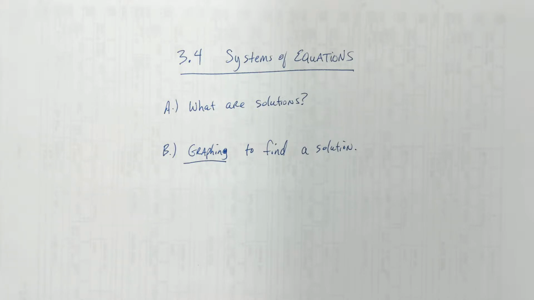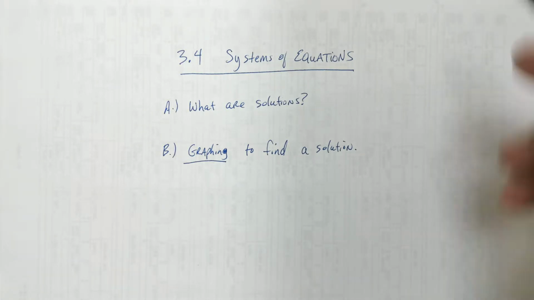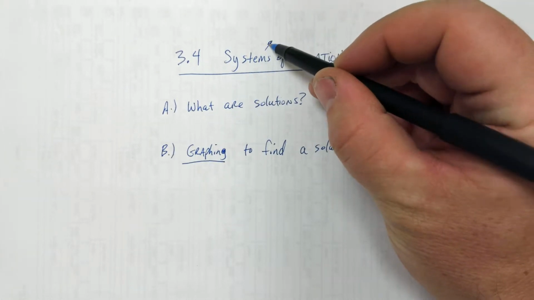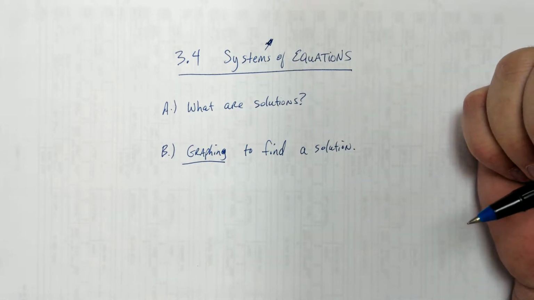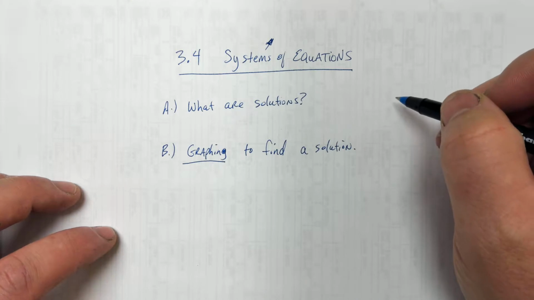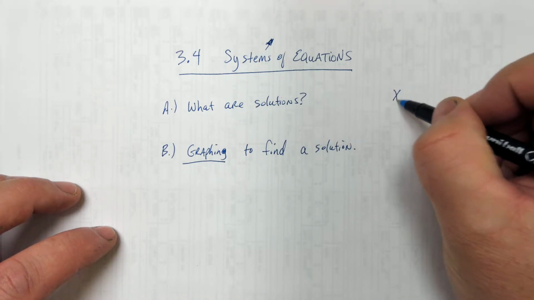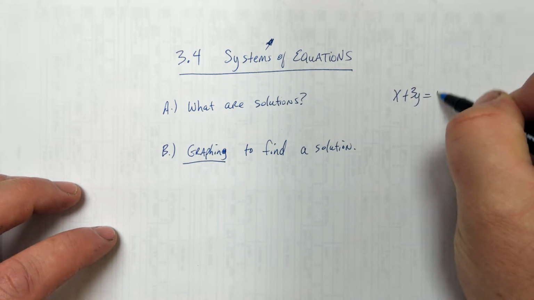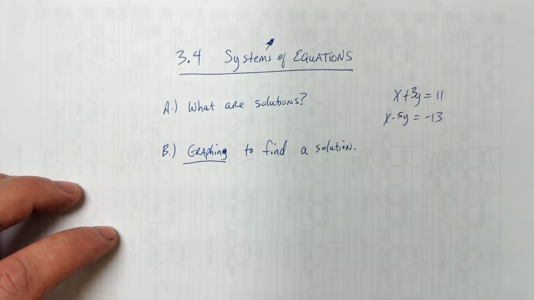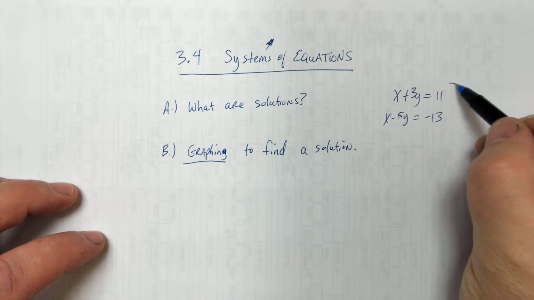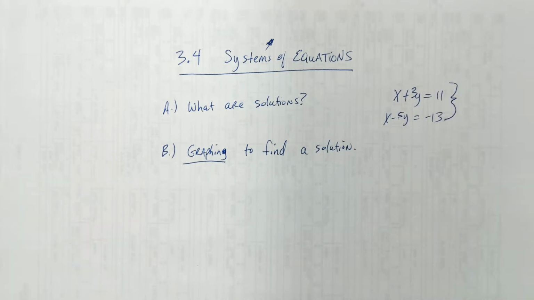Alex, just a while ago, I made a big deal about what solutions are. They're just values that make a statement true, right? Yeah. Well, when you're talking about a system of equations, it's more than one equation. So let me give you an example: x plus 3y equals 11 and x minus 5y equals negative 13. It's two equations, but they work together. It just makes it more complicated. No, it's different. It is totally different.